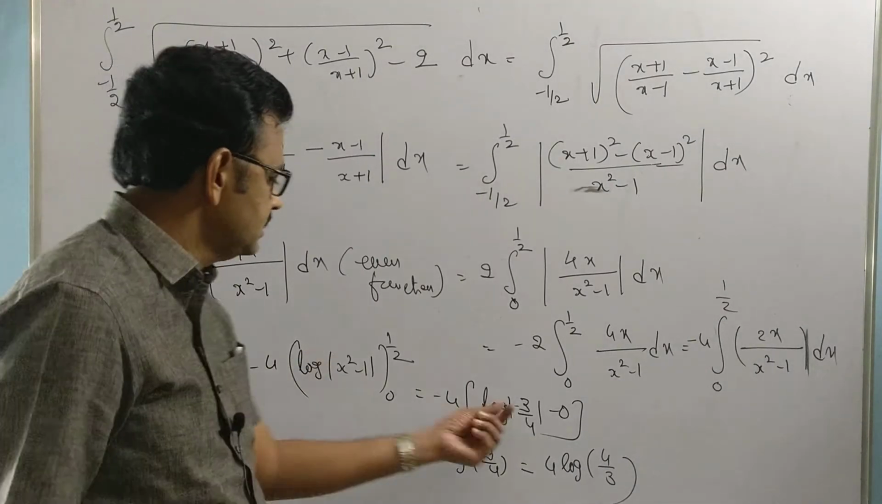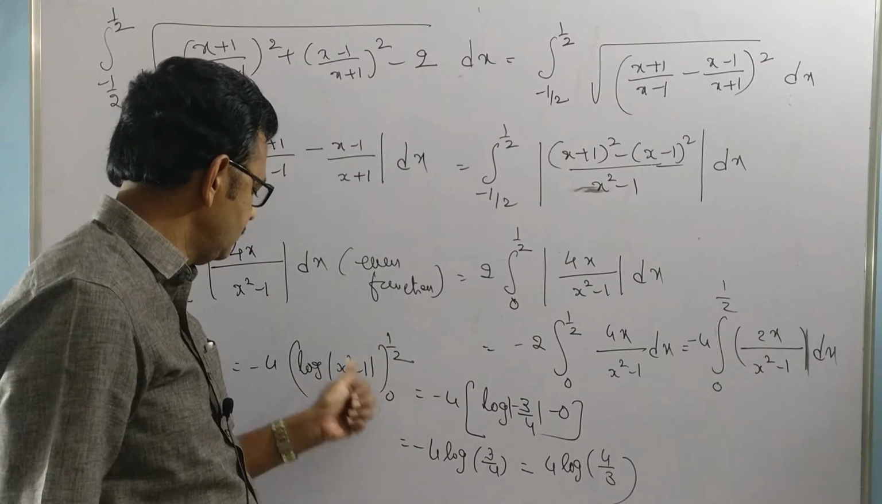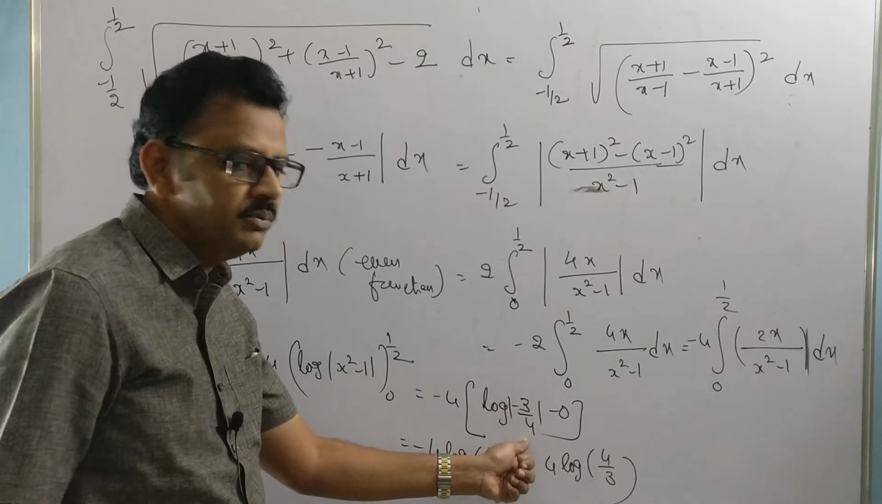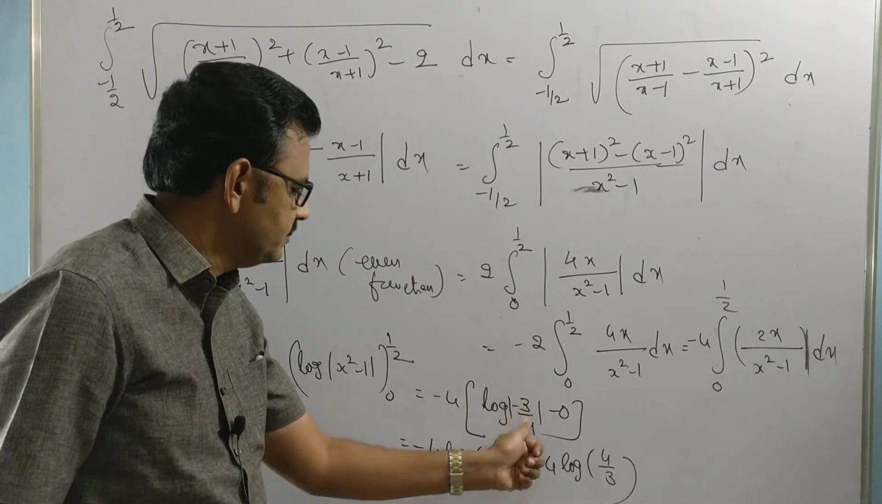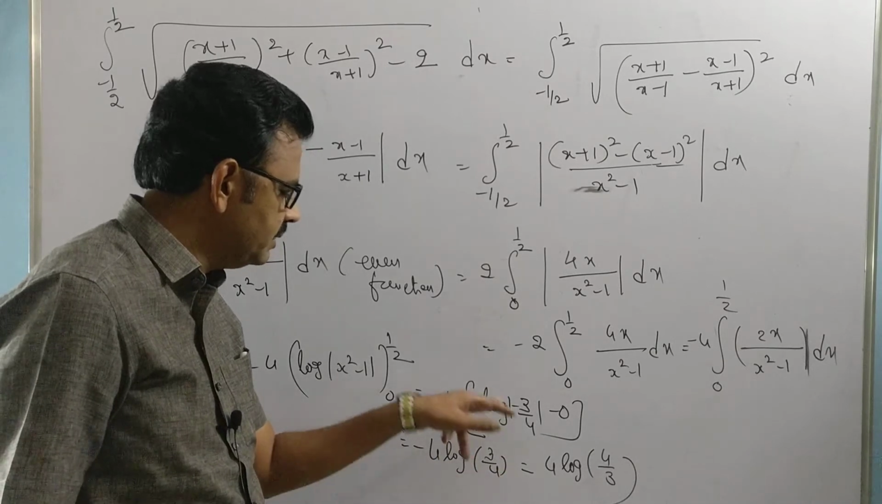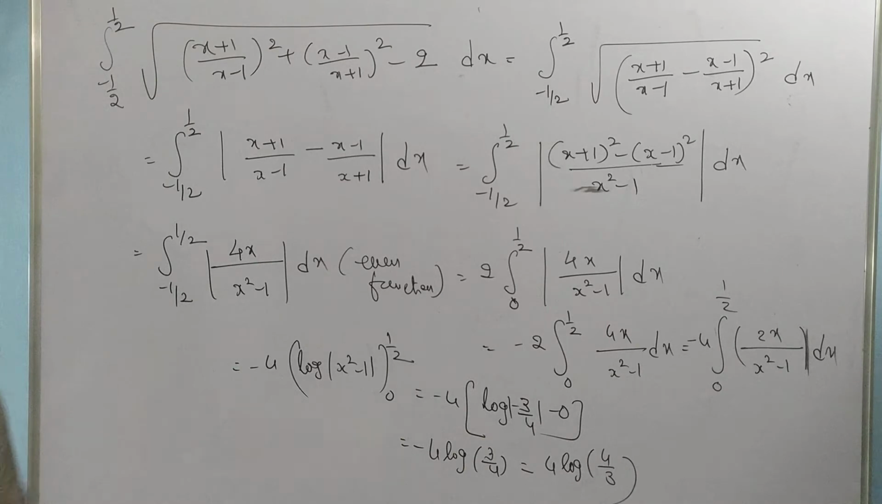Now, this is log of the upper limit, 1 by 4 minus 1, that is 1 minus 4 by 4, that is minus 3 by 4. Mod means what? Log of 3 by 4. 3 by 4 can be written as 4 by 3 whole power minus 1, which is 4 log 4 by 3.